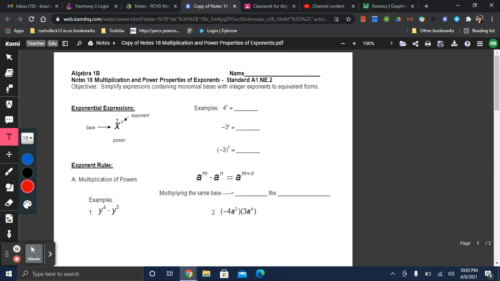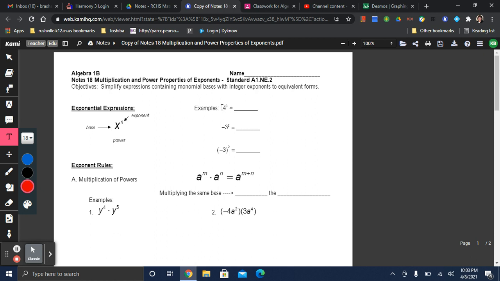So when you speak of an exponential expression, you have a base. In this case, this is the x. Then in this expression, you have an exponent. In this case, it's an n. And then the whole expression together is known as a power.